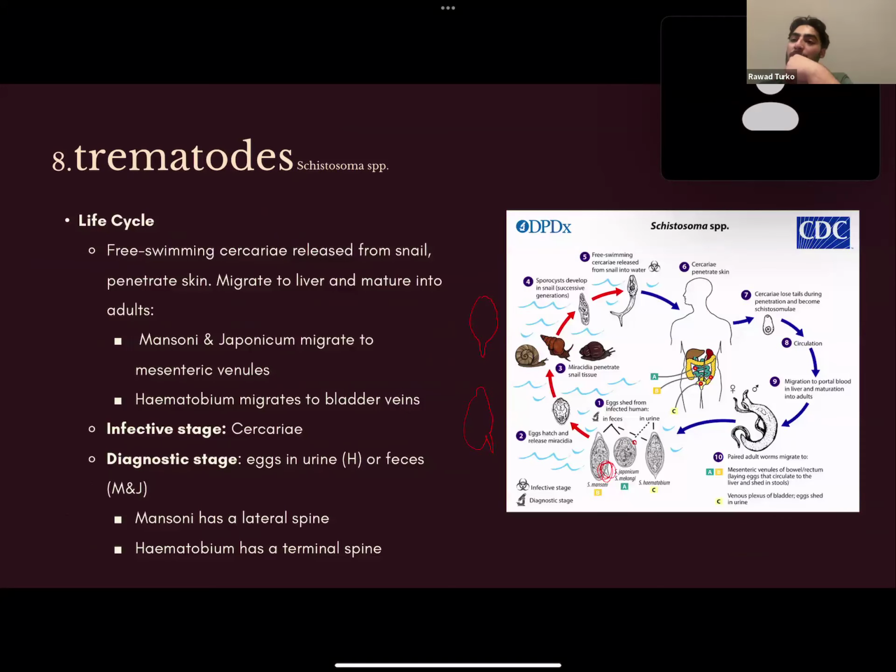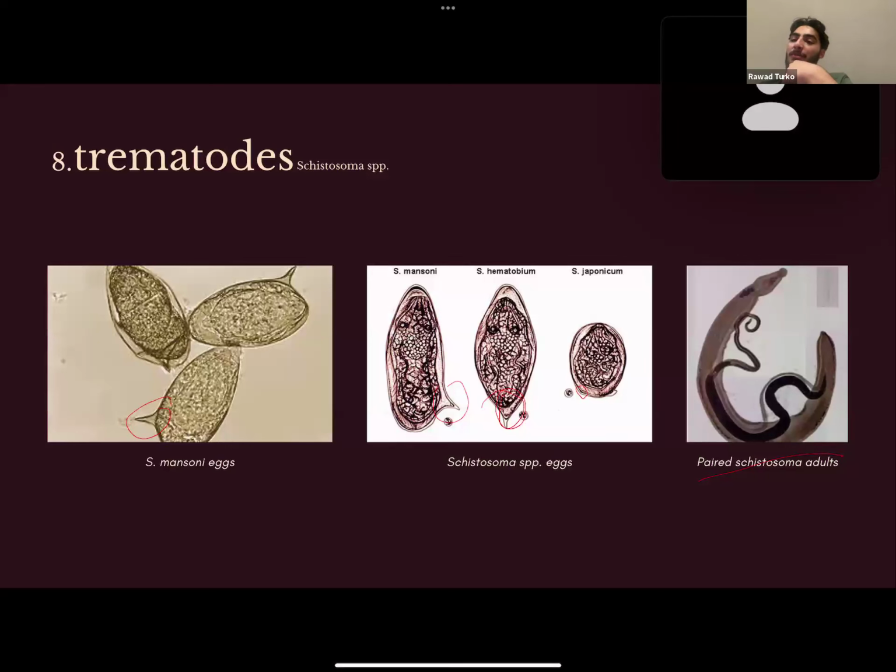Schistosoma. Again, you have haematobium and mansoni and japonicum. Japonicum and mansoni are going to cause blood in stool, and haematobium is going to have hematuria.